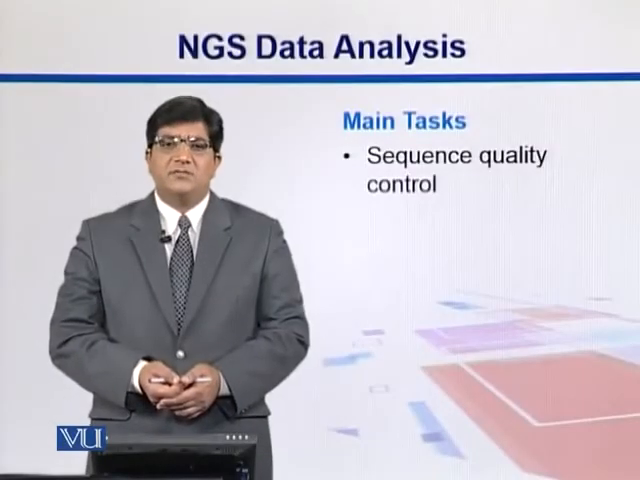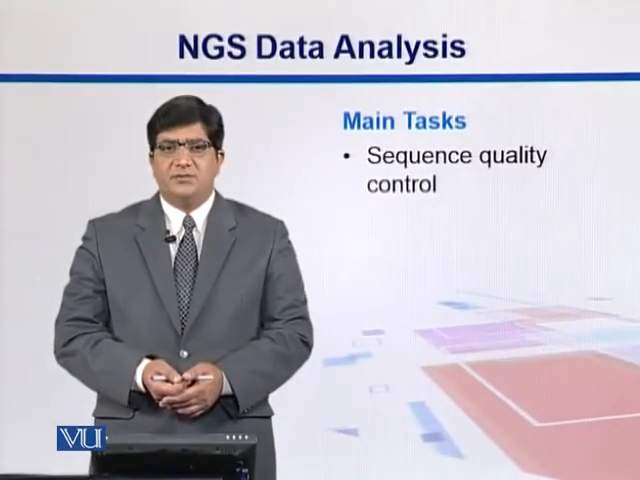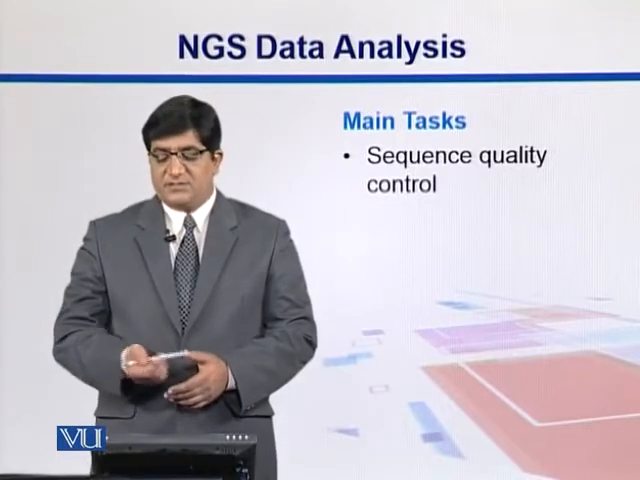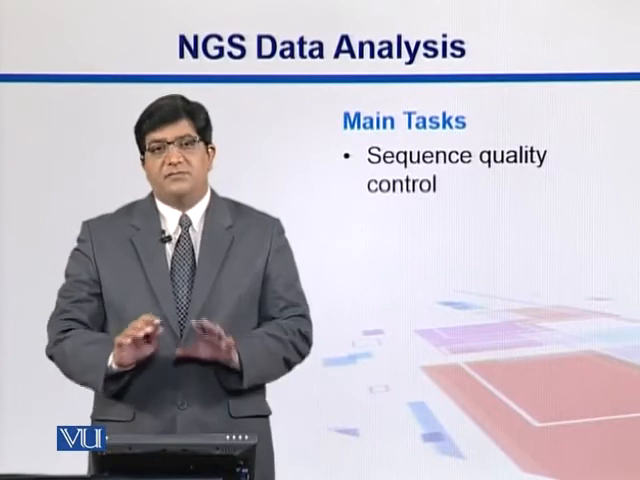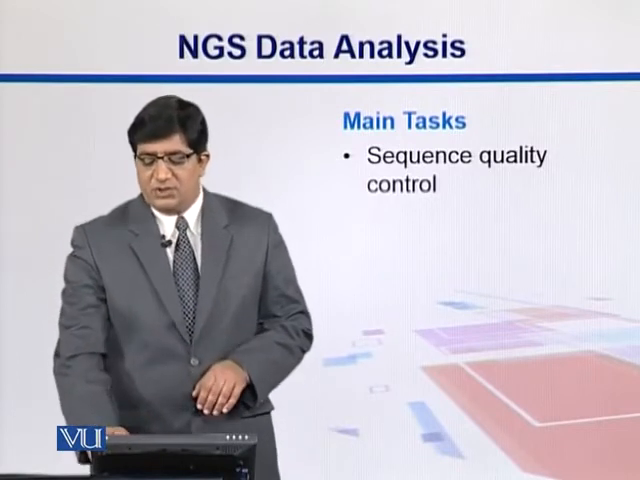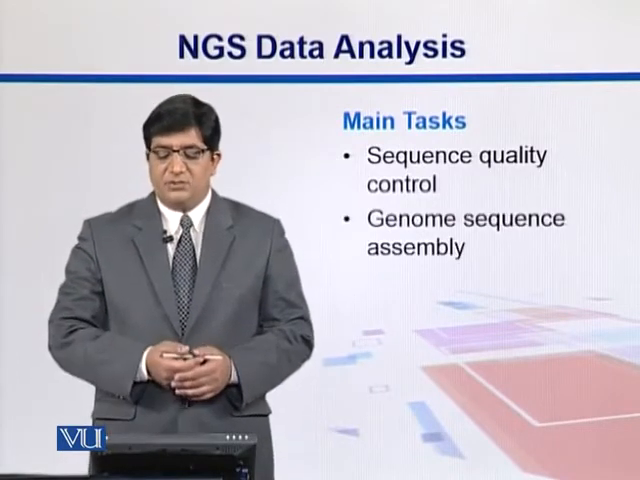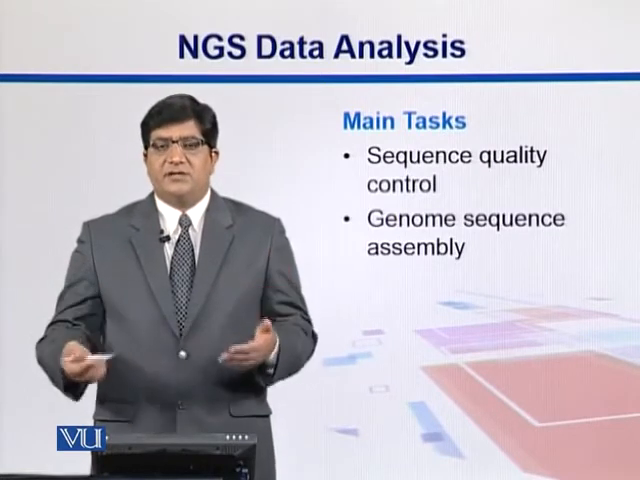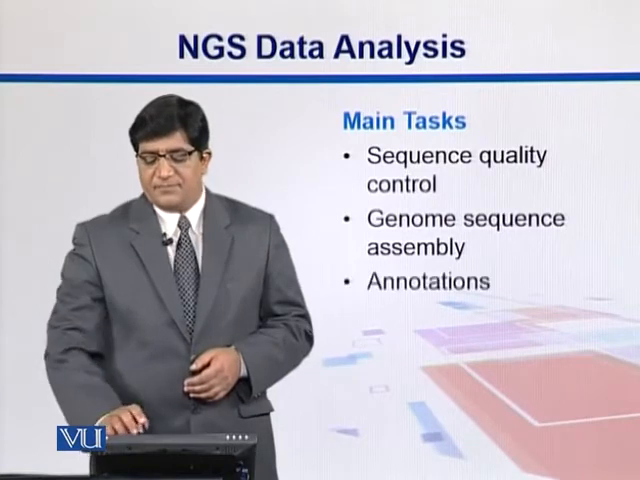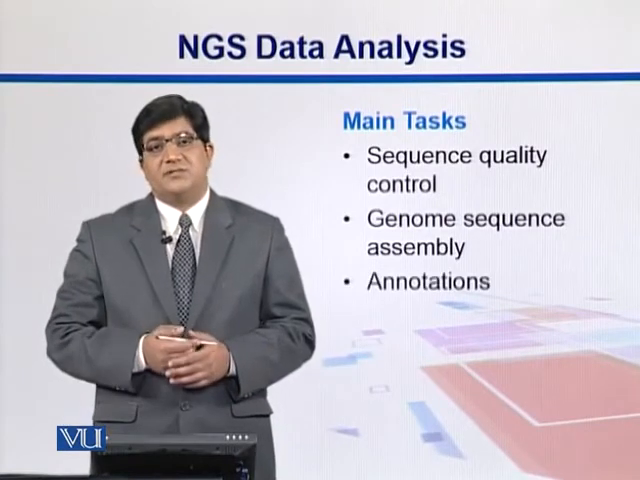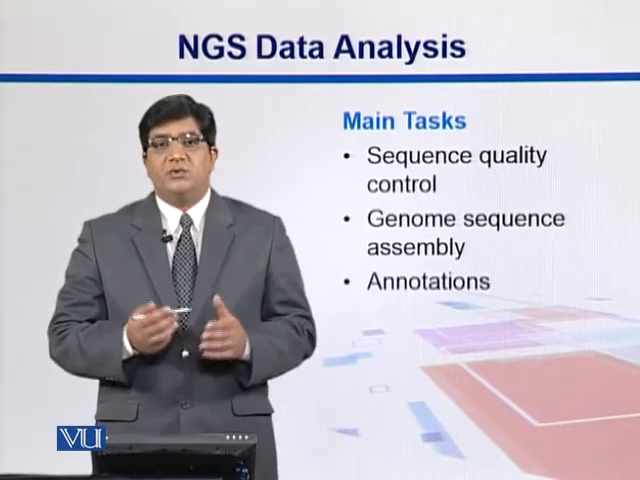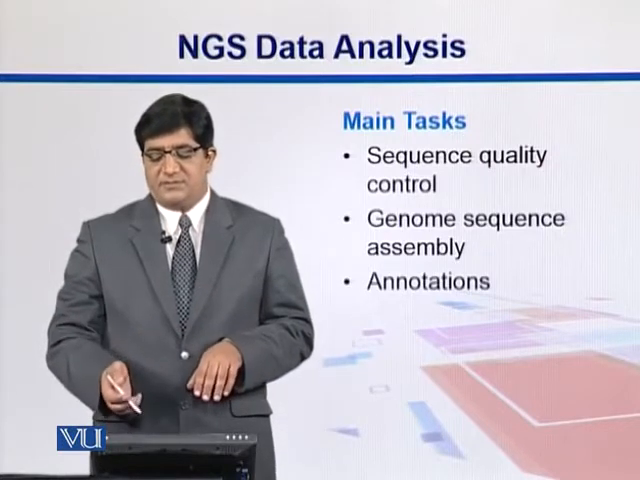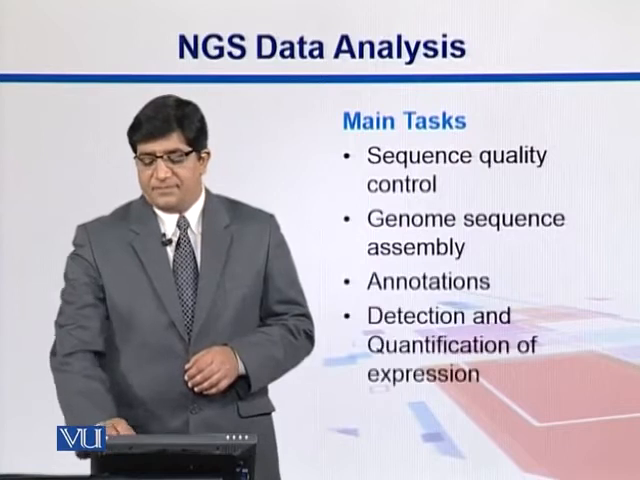Let's look into what main kind of data analysis we do with this NGS data, where we can perform these tasks. For example, first of all, we need to do a sequence quality control. We can do a genome sequence assembly. We can take these short reads and assemble a genome from that. And once the genome is assembled, what we can do next is identify different coding regions. That's where we do annotations.